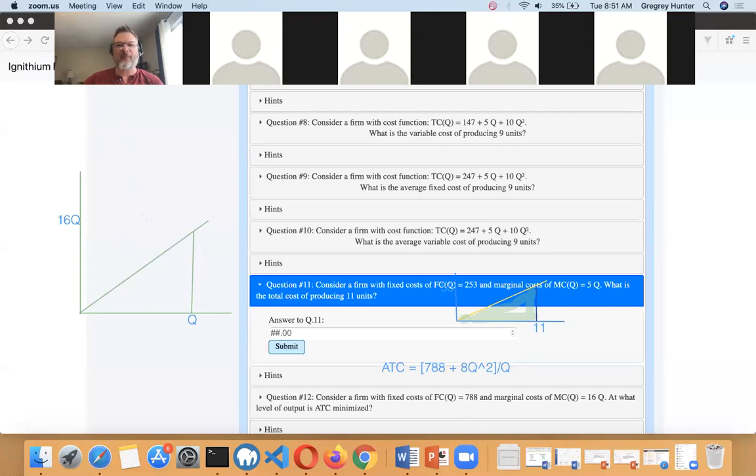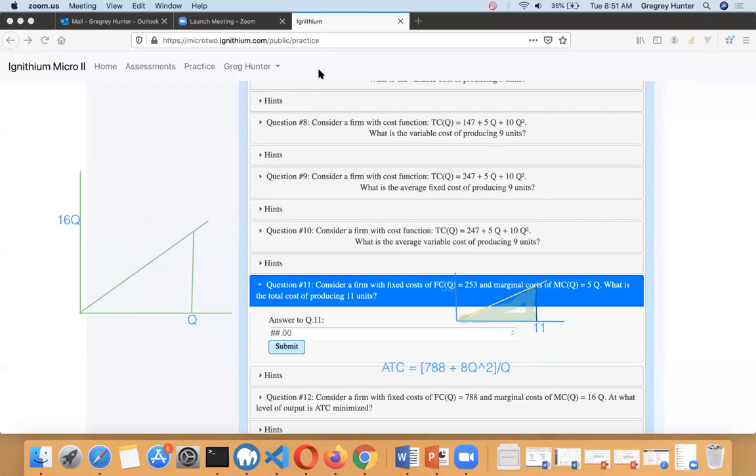Okay, great. Okay, so let me go ahead and get the eraser here and erase all this stuff. Okay.